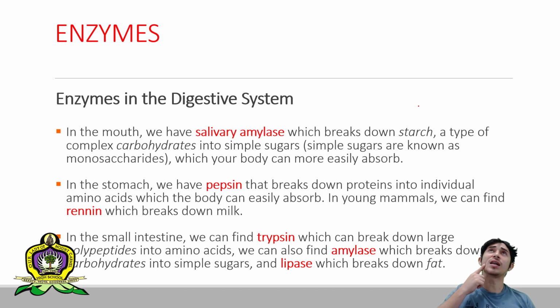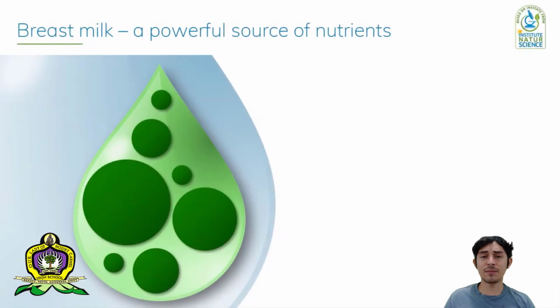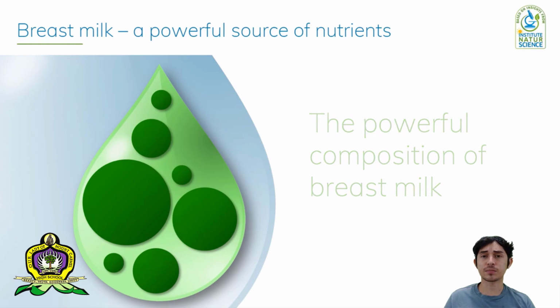If we move a little bit down, we reach the stomach. In the stomach, we can find an enzyme that is charged with and responsible for the breakdown of protein. The name of that enzyme is pepsin. We can also find in very young mammals another enzyme. This enzyme is used to break down the proteins found in breast milk. And the name of this enzyme is renin.